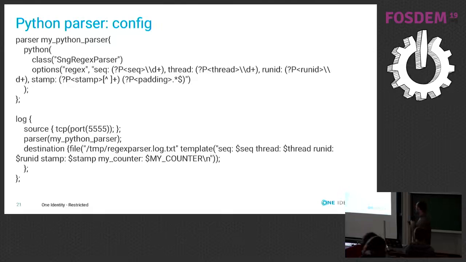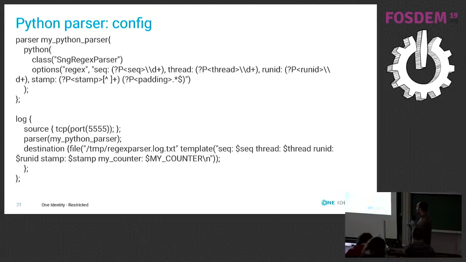Here you can see the configuration part for the Python parser. Here is the parser defined. As you can see, the class name is here, and here we also have an optional thing. The regular expression parsing the message on the previous slide is passed here as an object, as an option to the Python code.